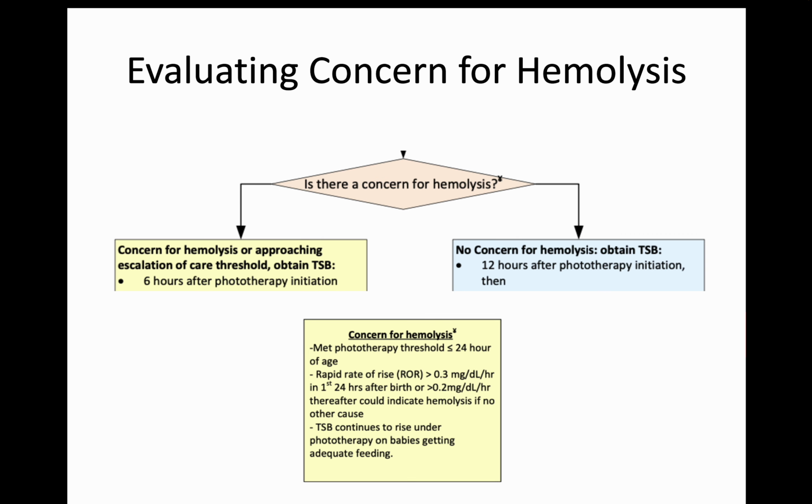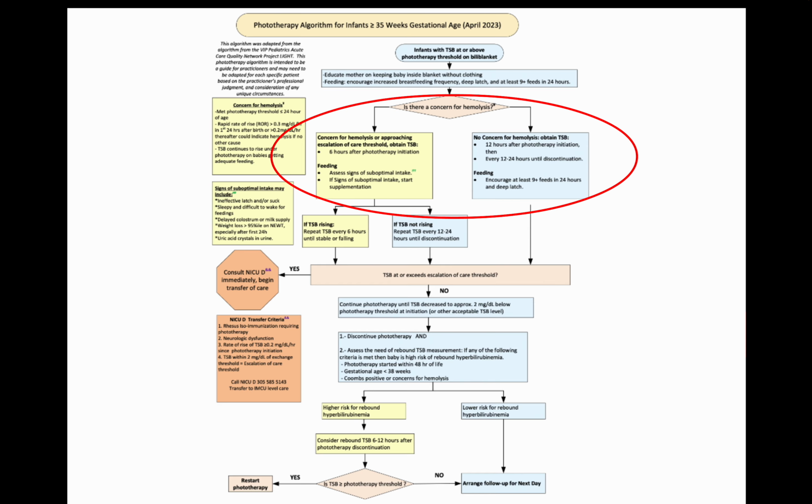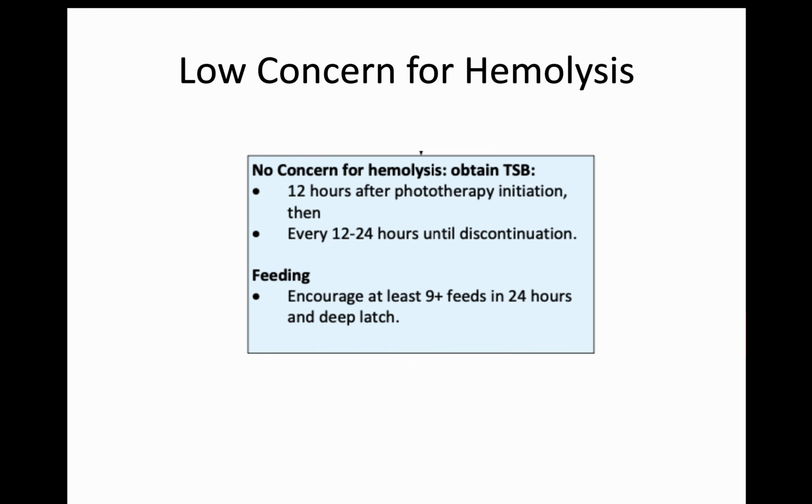getting adequate feeding. And you can calculate the rate of rise by taking your most recent two TSBs and subtracting them from each other, divided by the length of time separating the two. So it's a ratio. So first, if there's no concern for hemolysis, we would go ahead and get the TSB 12 hours after we started phototherapy. And then after that, we would continue to check it every 12 to 24 hours until discontinued.